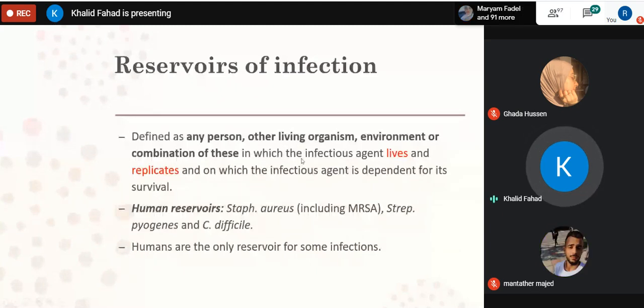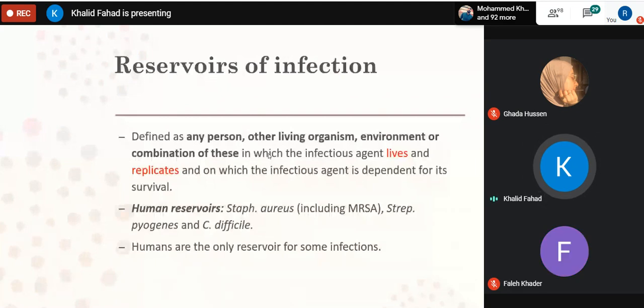And the reservoir may be non-living. For example, surfaces, such as tables, may be a reservoir for influenza droplets. Once the patient sneezes, these droplets will fall on the table, and the plastic table or the metal table will act as a reservoir.